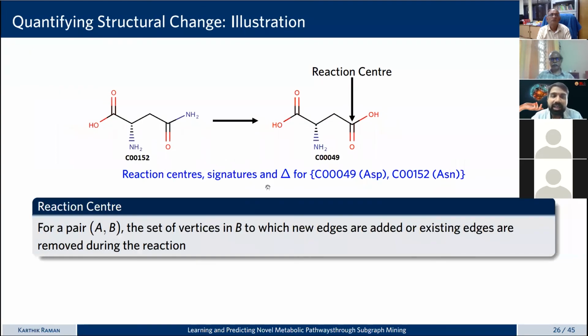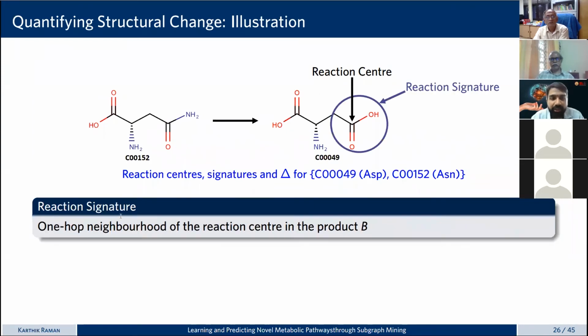We say this is the reaction center. So there is this carbon where an OH is now being replaced by an NH2, or an NH2 is being replaced by an OH. So from aspartate to asparagine. So we take a pair, and we find that as the reaction center. And then we look at the signature, which is basically the immediate neighboring atoms: an O here, an O here, a double bond, the immediate reaction signature.